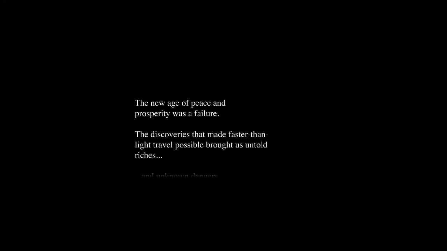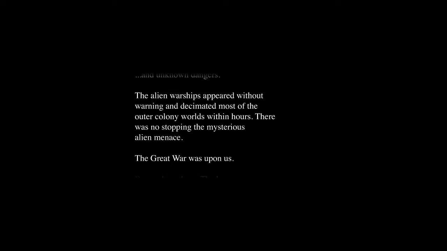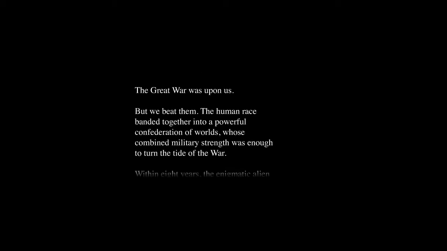The new age of peace and prosperity was a failure. The discoveries that made faster-than-light travel possible brought us untold riches and unknown dangers. The alien warships appeared without warning and decimated most of the outer colony of worlds within hours. There was no stopping the mysterious alien menace. The Great War was upon us. But we beat them. The human race banded together into a powerful confederation of worlds whose combined military strength was enough to turn the tide of the war. Within 8 years, the enigmatic alien marauders were extinct. But the elite and powerful members of the Confederation were reluctant to give up their power after the end of the war, and began a rule of repression and tyranny aided by a powerful Confederation navy. They exploited the outer colony worlds for the benefit of the wealthy core worlds, stripping them of their resources and coercing the colonists into forced labor. The reign of terror lasted for 15 years, then the insurrection began.